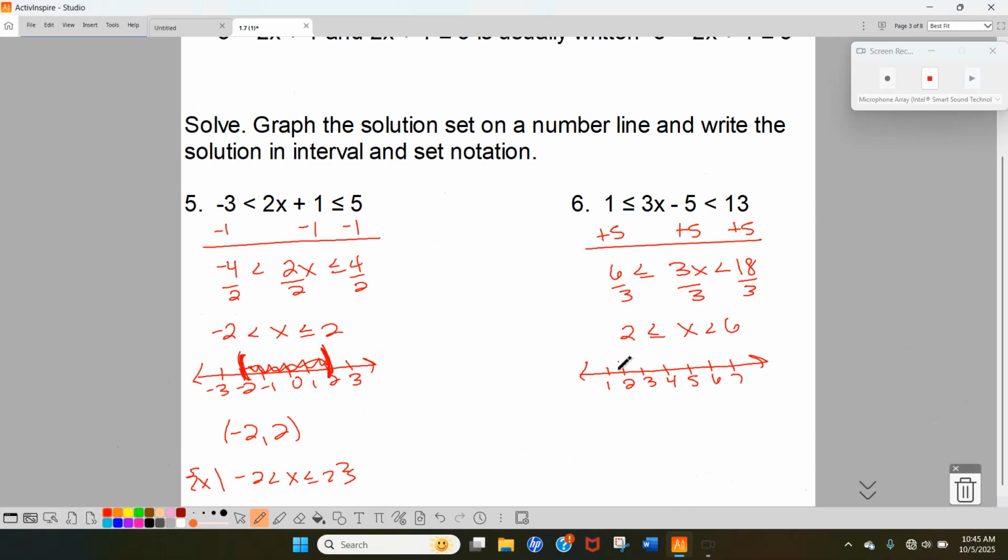We get a bracket at 2 and a parenthesis at 6. Remember, brackets are when we have equal to's, parentheses when there's not an equal to. Interval notation is going to be bracket 2 to 6 parenthesis. And then set notation would look like this.